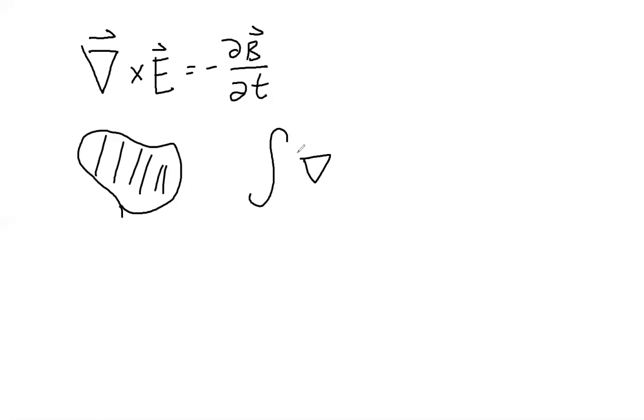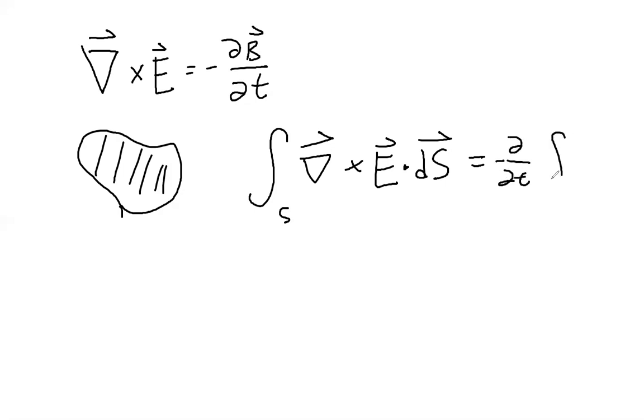The integral of del cross E dot, and we can basically take the surface normal times the surface and just do that, equals minus d/dt integral of B dot dS. Now notice what I did here. I just pulled the d/dt out of the integral. That's because there's nothing here that involves time.